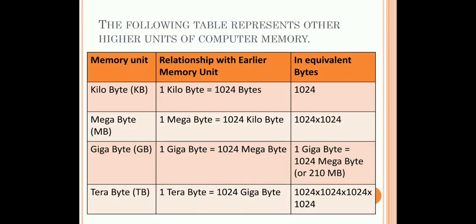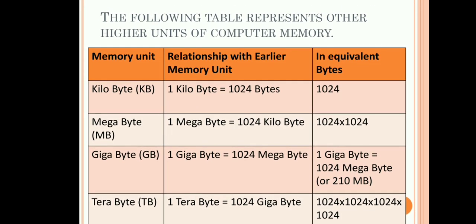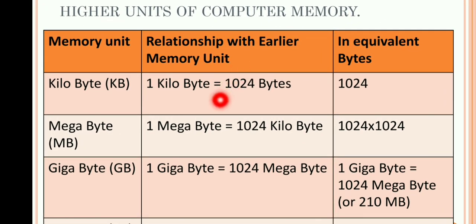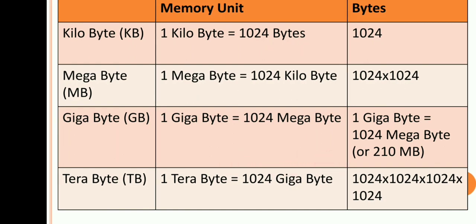The following table represents other higher units of the computer memory. Here KB stands for kilobyte, MB stands for megabyte, GB stands for gigabyte and TB stands for terabyte. Let's see the relationship with the earlier memory unit. Here 1 kilobyte is equal to 1024 bytes. 1 megabyte is equal to 1024 kilobytes. 1 gigabyte is equal to 1024 megabytes. 1 terabyte is equal to 1024 gigabytes.